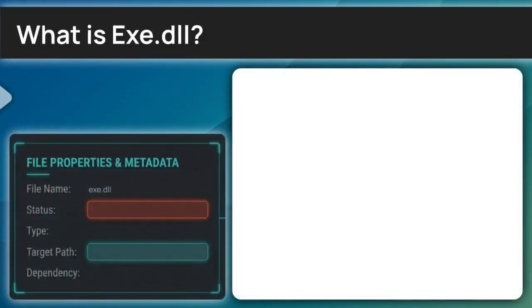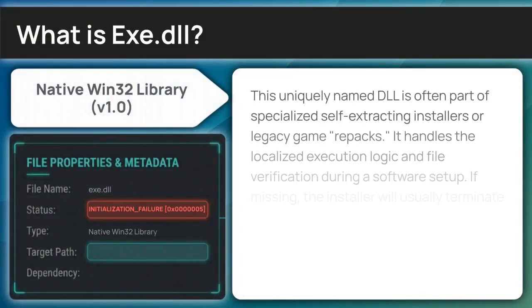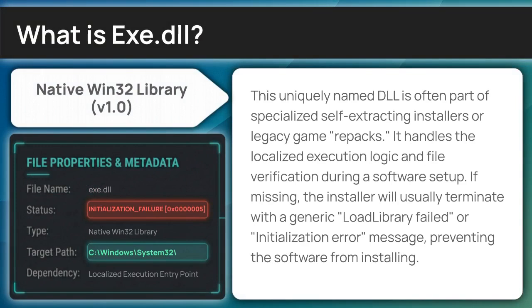This is the Exe.library. This uniquely named DLL is often part of specialized self-extracting installers or legacy game repacks. It handles the localized execution logic and file verification during a software setup. If missing, the installer will usually terminate with a generic LoadLibrary failed or Initialization error message, preventing the software from installing. Understanding the file's role is a great start.